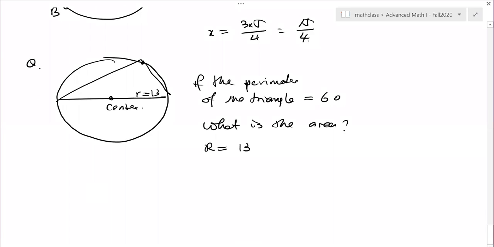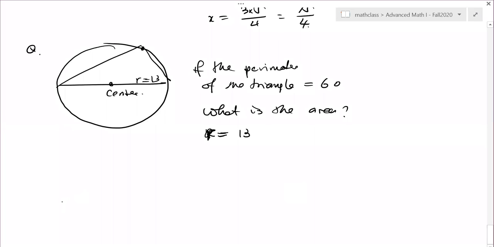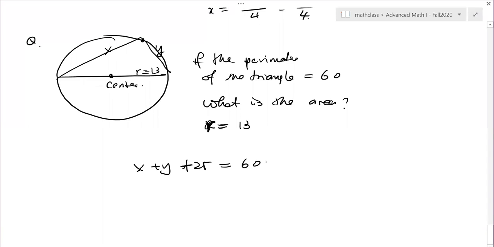Yeah. Well, I'm going to show you. We assume that the radius is not given, right? So what are you going to do? This is a right triangle. So I'm calling this side X, this side is Y, okay? We know that X plus Y plus 2R, the diameter, should be equal to 60, okay?